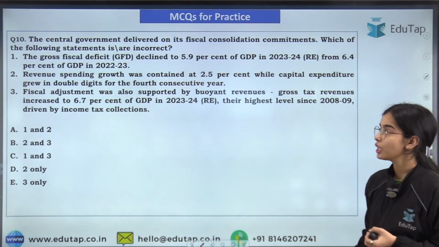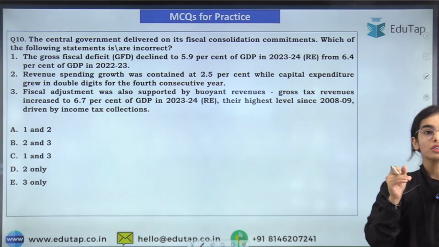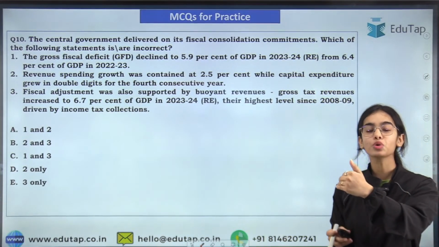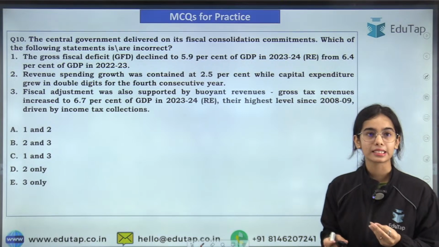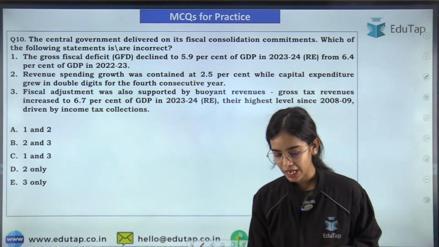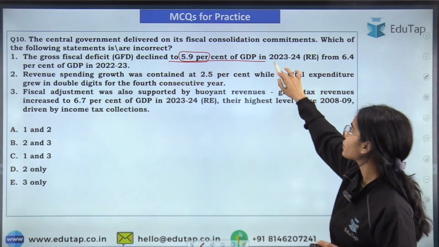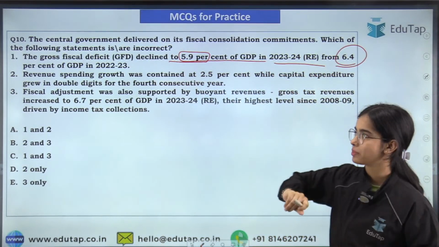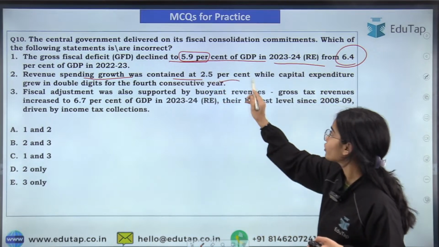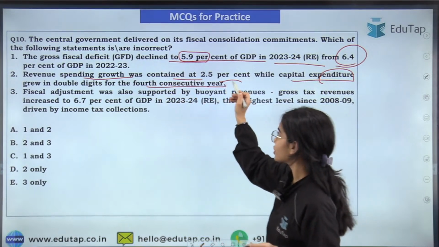Now coming to the next question, here you have to tell, as per the fiscal consolidation commitment of the government, that the government wants to reduce its fiscal deficit, to reduce the borrowings that it is taking. So as per the fiscal consolidation commitments, which of the following statements is or are correct? Gross fiscal deficit declined to 5.9% of GDP in 2023-24 from 6.4% of the GDP in 2022-23. So this seems correct. Revenue spending growth was contained at 2.5% while capital expenditure grew in double digits for the fourth consecutive year. So this is also correct.